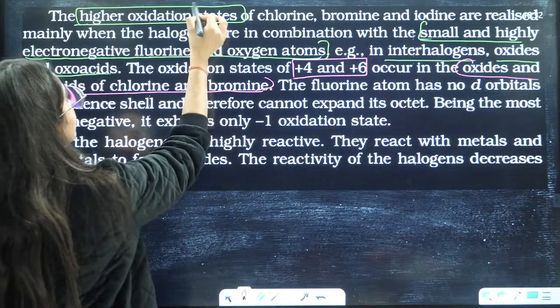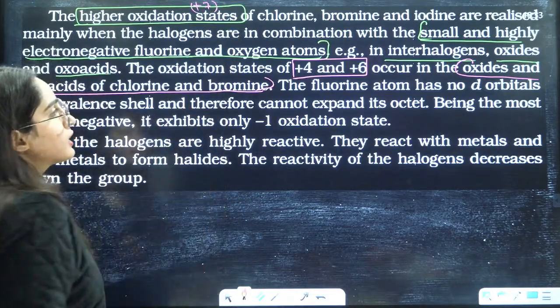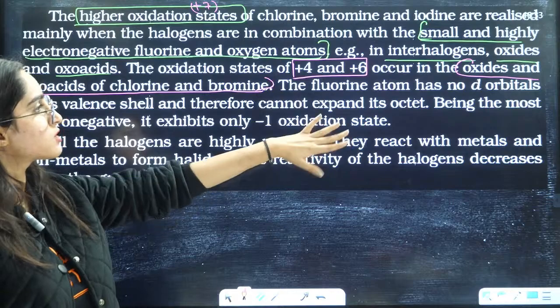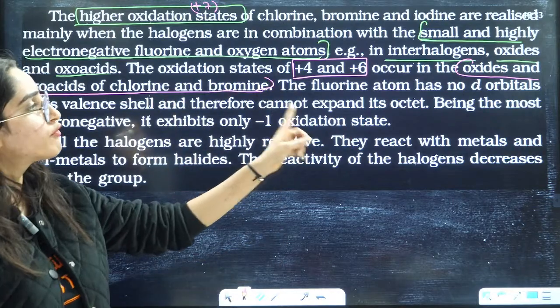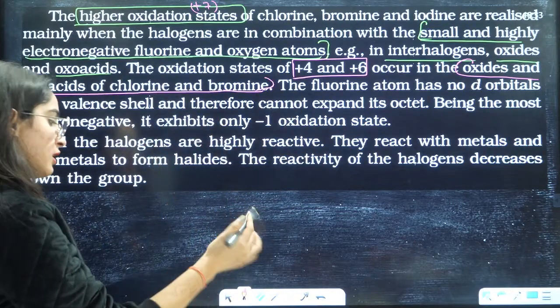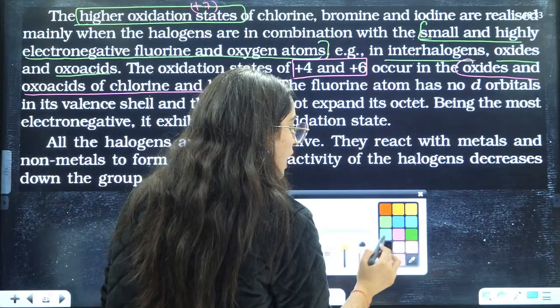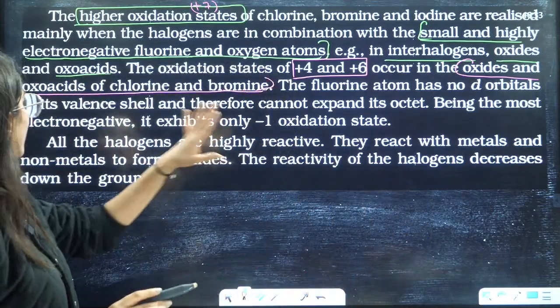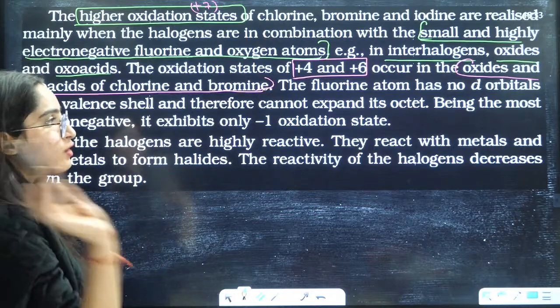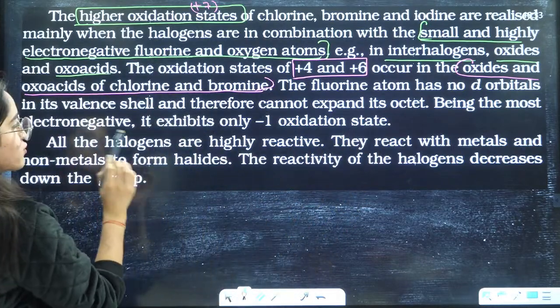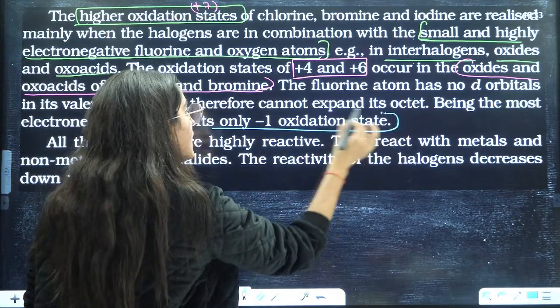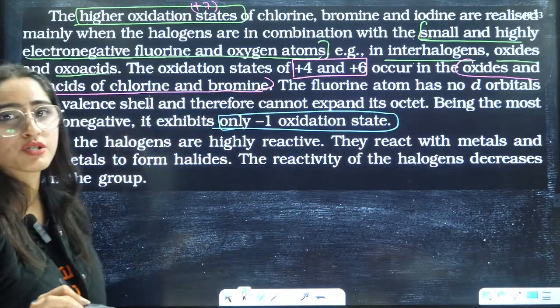Here higher means they are talking about plus 7, right? Plus 4 and plus 6 will exist in oxides and oxoacids. Fluorine atom has no d orbital, we all know that. That is why there is no chance of expanding the octet. With no d orbital, it cannot expand its octet. Being the most electronegative, it exhibits only minus 1 oxidation state.